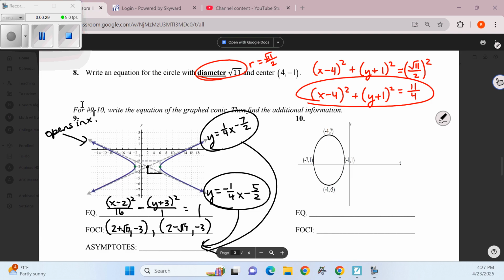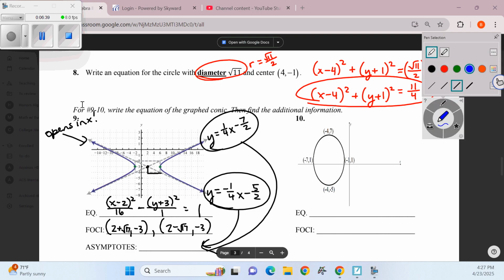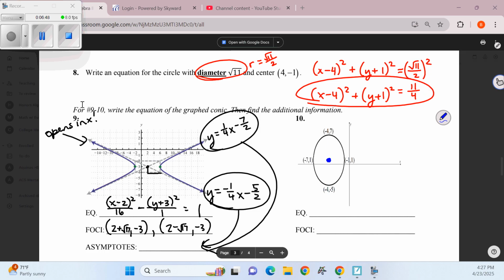For problem number 10, we need an equation of an ellipse. It looks like we are elongated, so the major axis is in the y, the vertical direction. I do know that halfway in between these points would be that center point. Halfway between the x values of negative 7 and negative 1 would be negative 4. So this must be the point negative 4. And then halfway between the y values should be at positive 1. So negative 4, up 1 should be that center point.